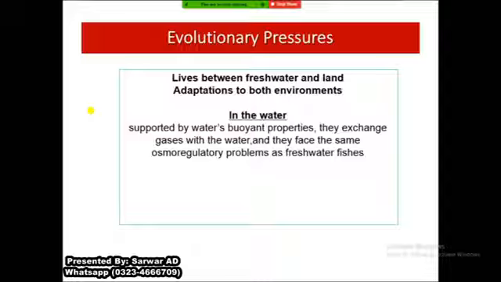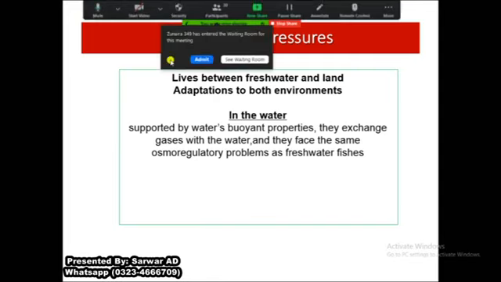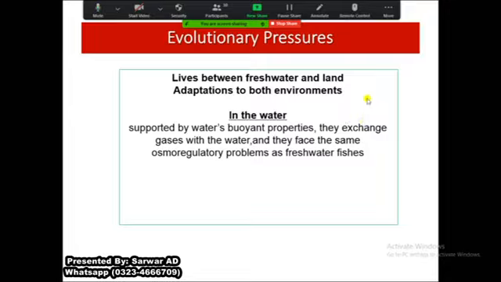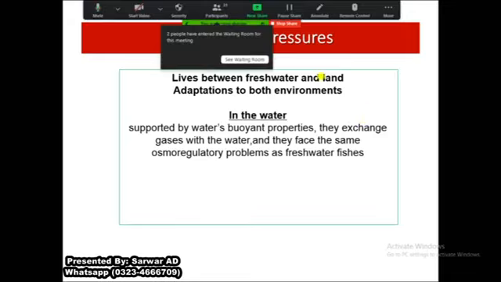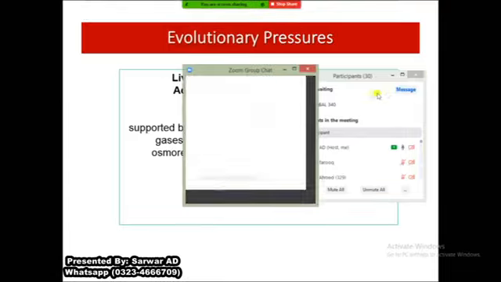They exchange gases with the water. They respire through their skin. That is a very good adaptation, and they face the same osmoregulatory problems as freshwater fishes. They also need to adapt their body for osmoregulation as various types of fish do.